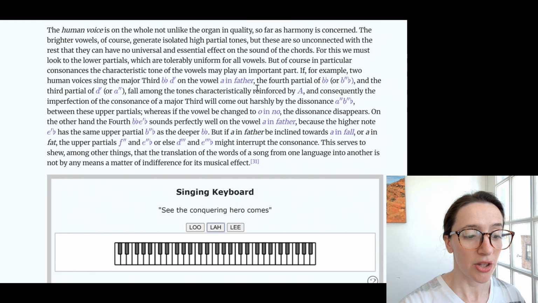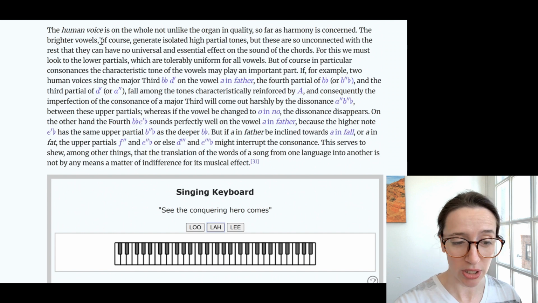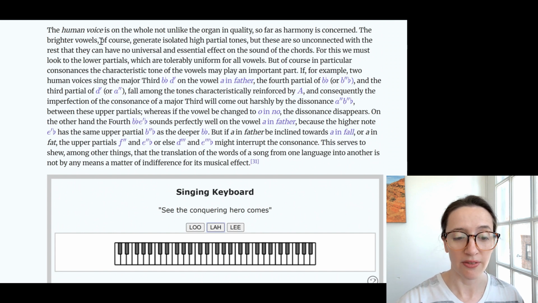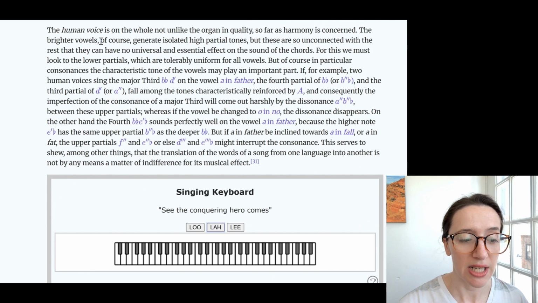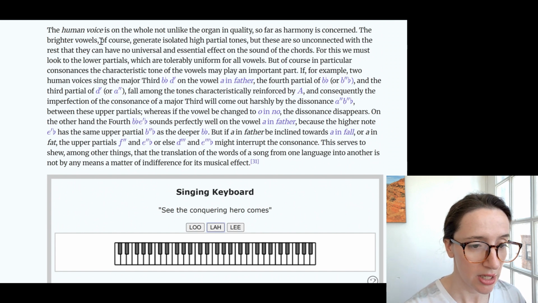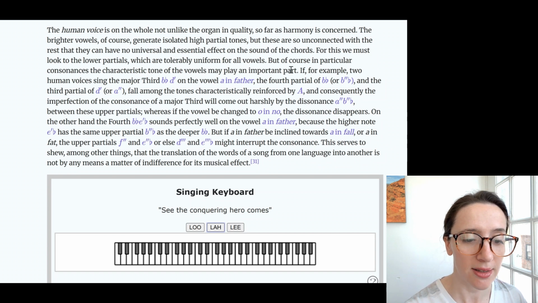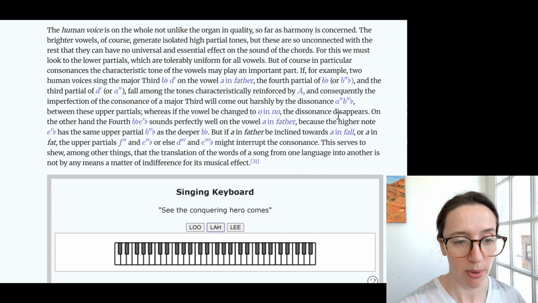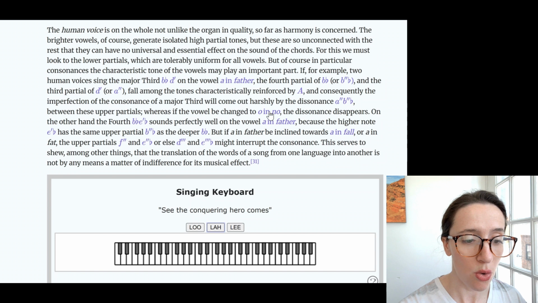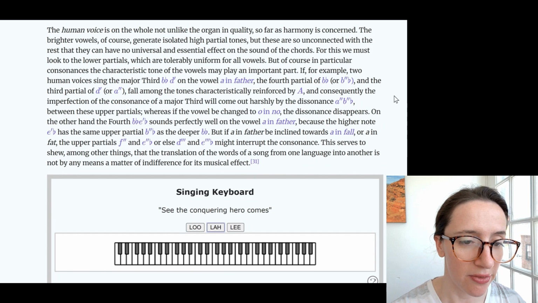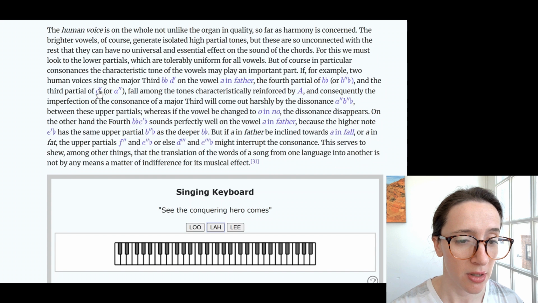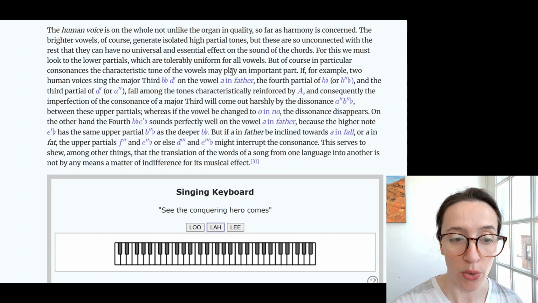The human voice is similar to the organ, but of course the vowel sounds have an impact on the force of the partials. For instance, a major third on an ah sound sounds more imperfect than on an o sound. And that's because of the 4th and 3rd partials, which are less audible in the o sound.